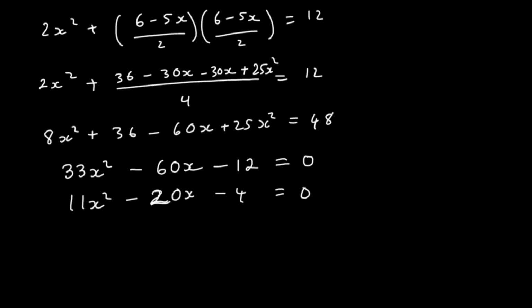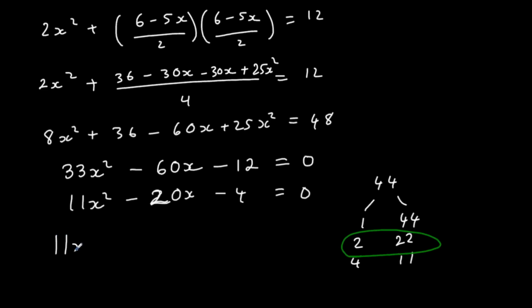I'll see if I can factorize it first. So 11 fours are 44. 1 44, 2 22s, or 4 11s. I can make a minus 20 out of 2 and 22. So this one will factorize. 11x squared plus 2x minus 22x minus 4 equals 0.